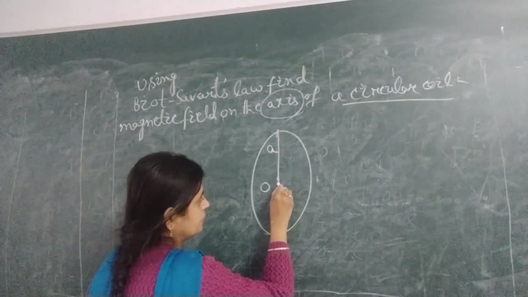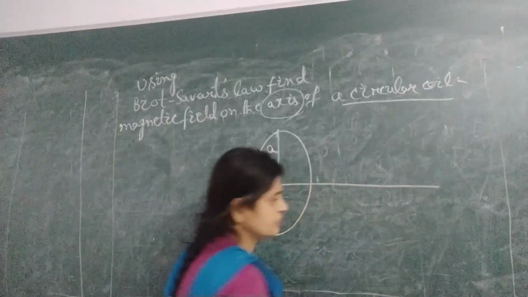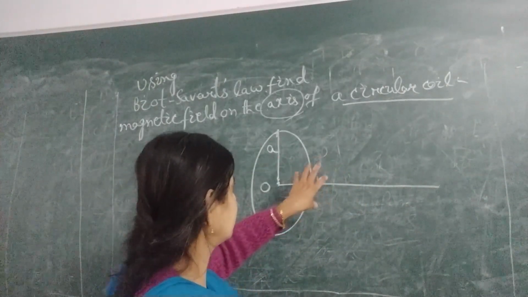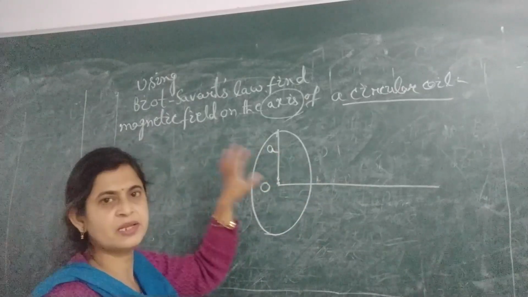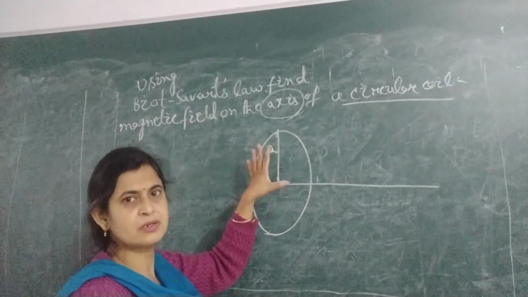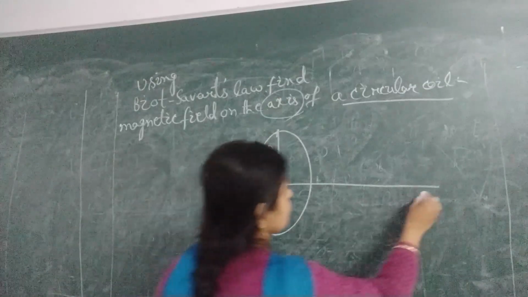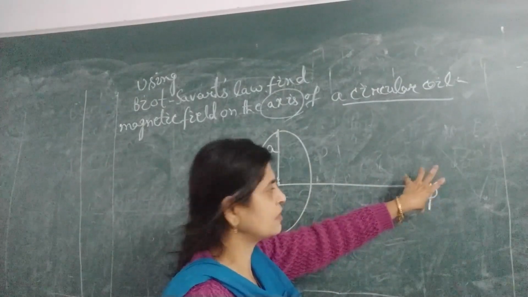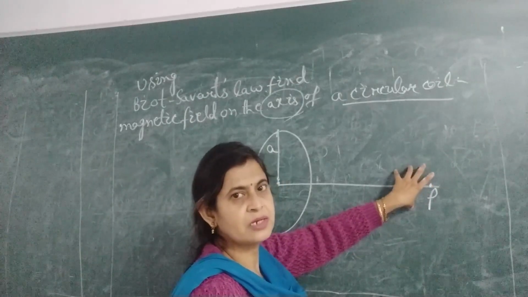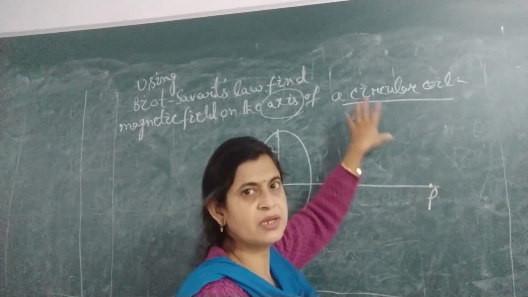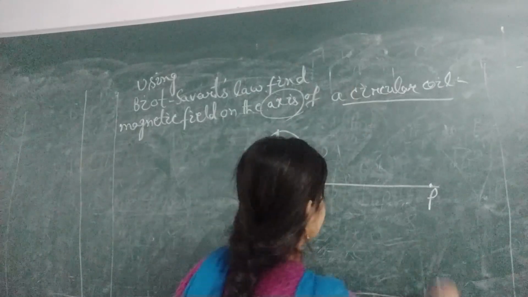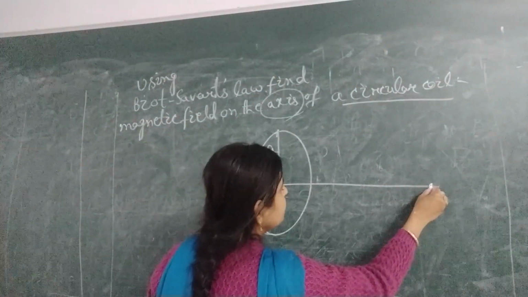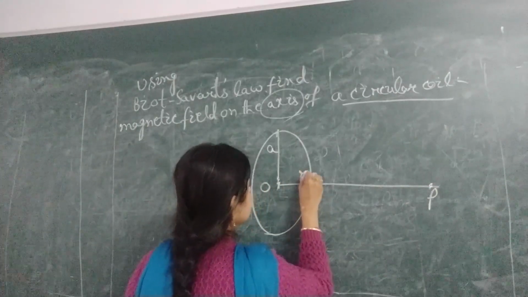Now, this is the axis of the circle, and the plane of the coil is perpendicular to the plane of the paper or board. Suppose P is the point of observation. That means at the point P, we have to calculate the magnetic field by using Biot-Savart's law. Now, the distance between O and P is R.